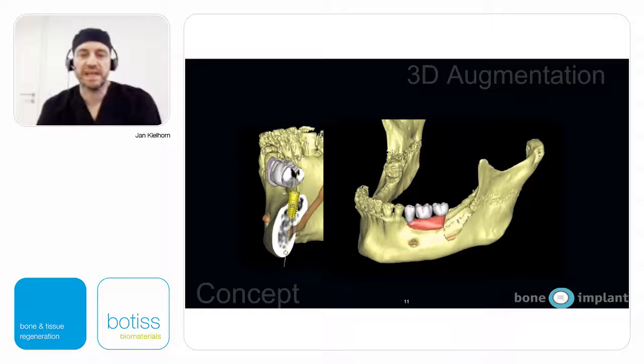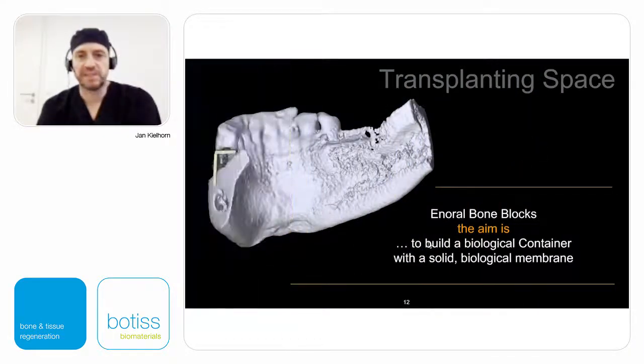So that is the classical Khoury technique, which then healed for 4 months, and after 4 months you had enough bone to place an implant into it. And if you don't place it after 4 months, you have, of course, a resorption taking place again. So the implants should have been placed after 4 months of building up that bone.